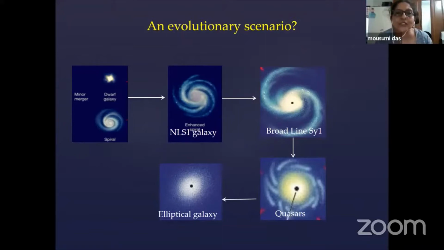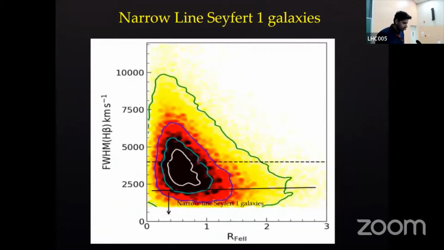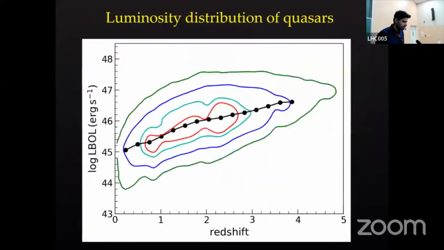Any other questions? Anyone else? So you were saying that for these sources, the scatter was reduced by putting the iron strength in there. The next plot that you showed, the one where the scatter was reduced, this is Du et al. 2018. Before that, I just have to go there.